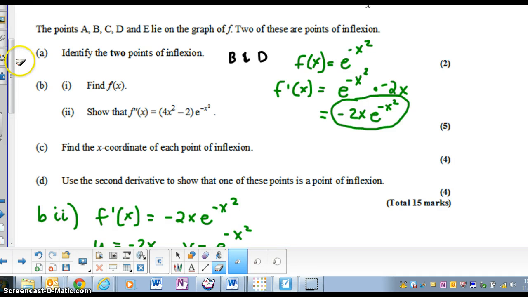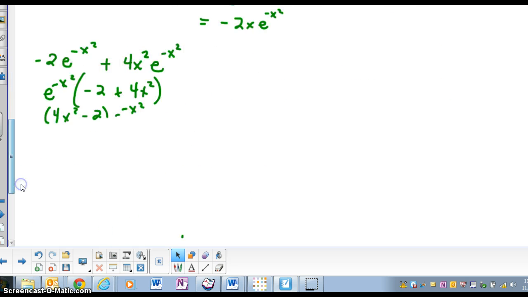Okay, so we have two more parts to finish on this problem. The first part is part C, and they want us to find the x-coordinates of each point of inflection. So as we were saying in the last video, we will set the derivative equal to 0, and our second derivative is this: 4x squared minus 2 times our e to the negative x squared.